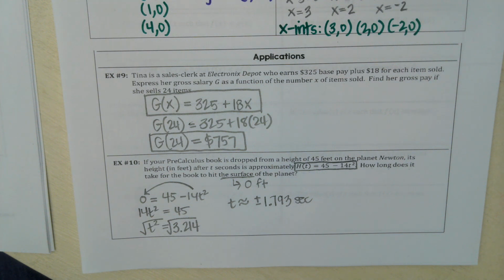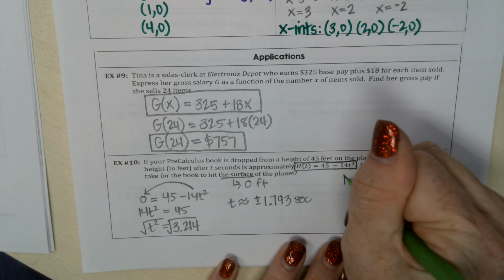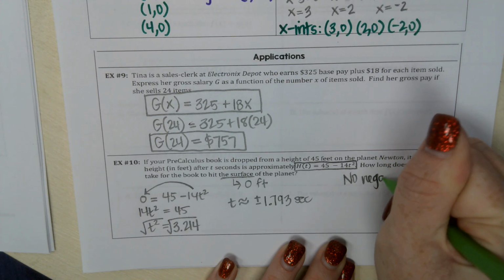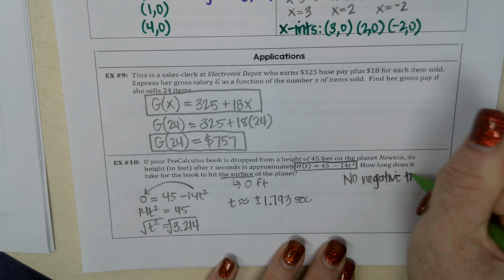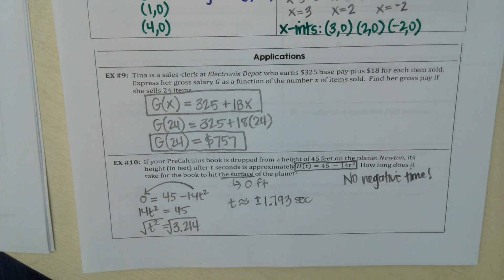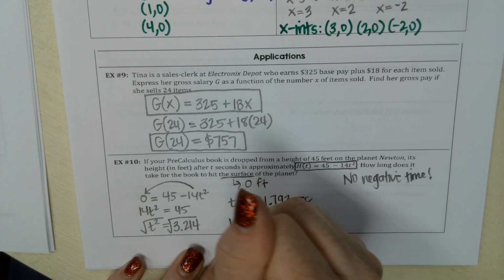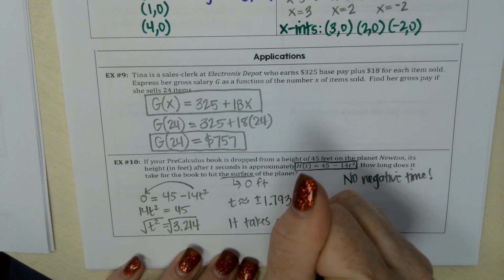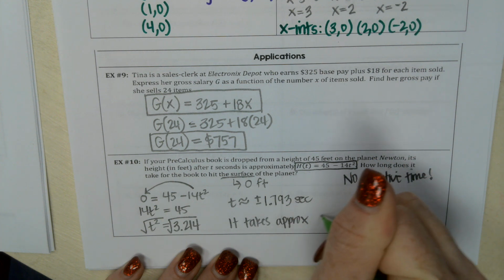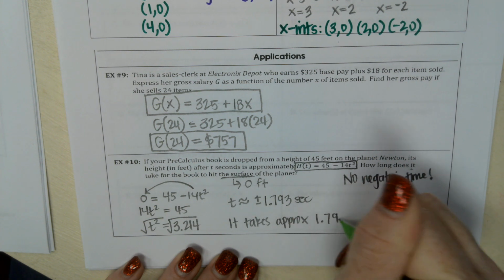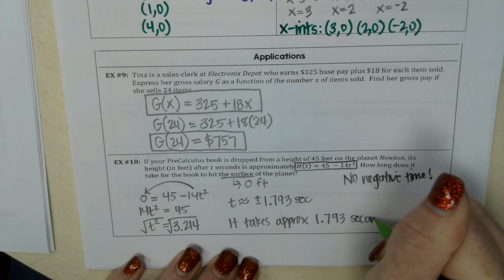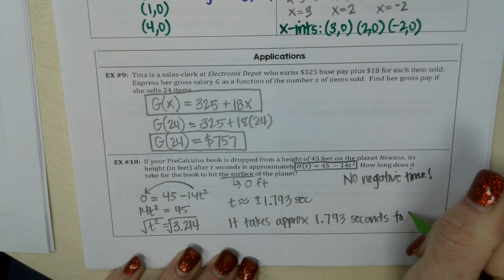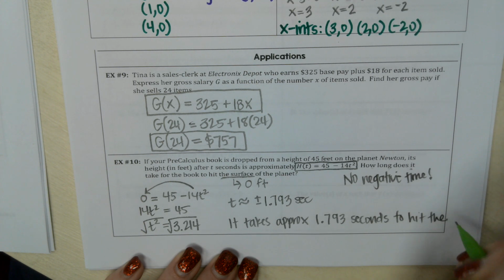But I have a question. Can it hit the ground in negative 1.793 seconds? No. I'm going to make a note right here that I have no negative time. In the context of the problem, I'm not going back in time. So I am going to be specific. I'm going to say it takes approximately 1.793 seconds to hit the surface.